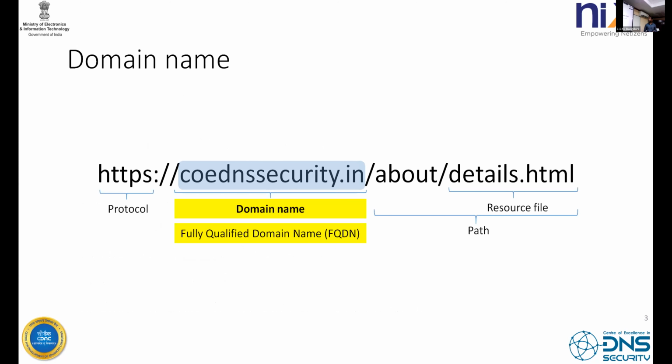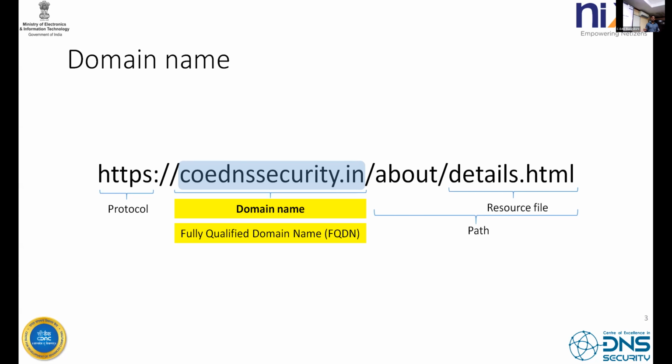So, what exactly is a domain name? This is our portal, our website. coednssecurity.in is our portal, publicly available. We have many tools, and most of our work is listed there on the portal. We keep updating the portal at regular intervals. So this part is called the domain name. The remaining is just the URL, and you have the path and the resource which you finally reach. So this is the domain name.